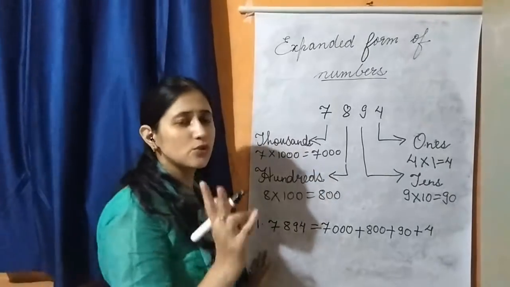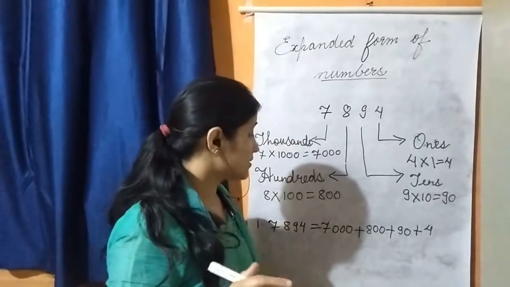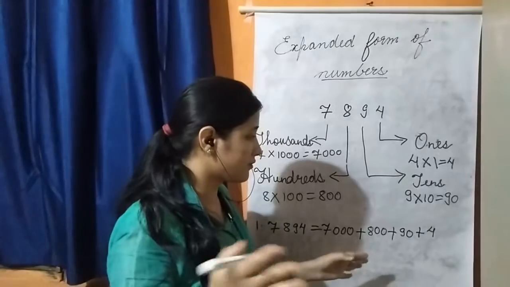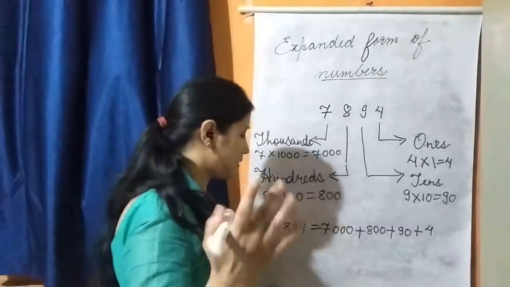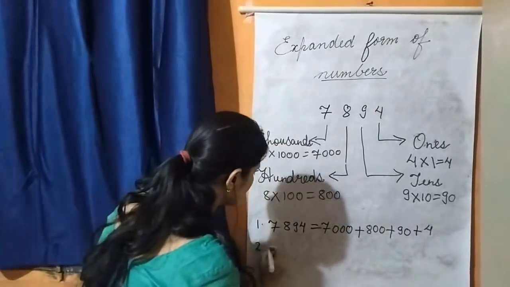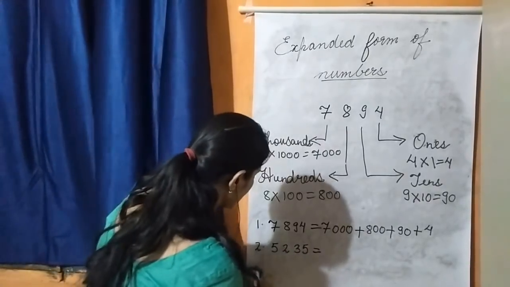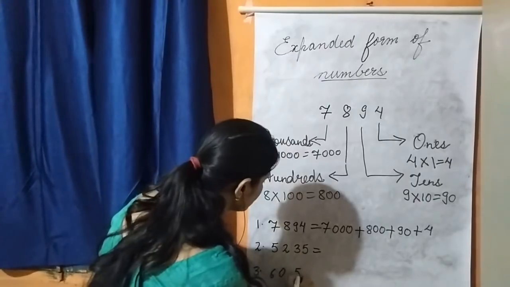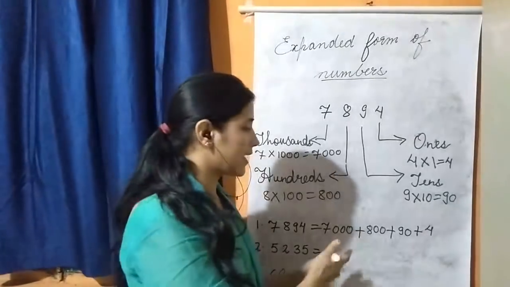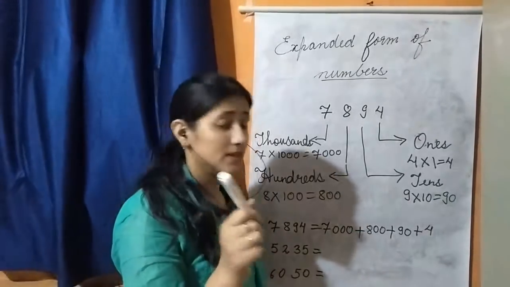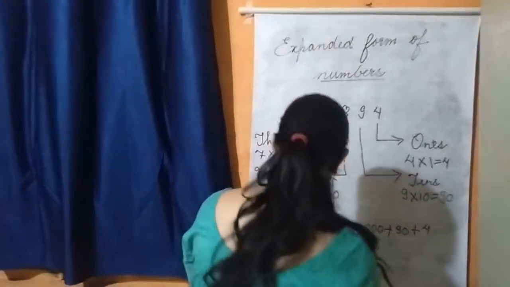Now students, I'll give you two more numbers and you have to write its place values and in the form of sum yourself in your copy. That means you have to write the expanded form of that number yourself in your copy. So your second number is 5235 and your third number is 6050. Okay, you solve in your copy and I am solving on my board. Please firstly solve, then look here. No cheating before solving.